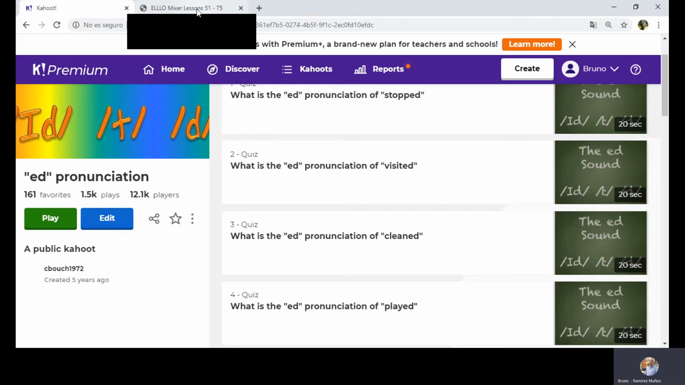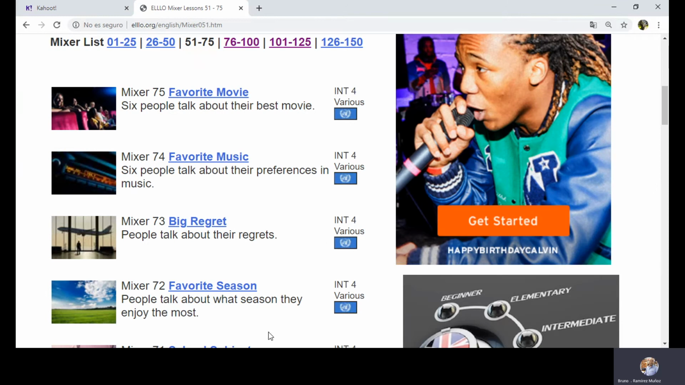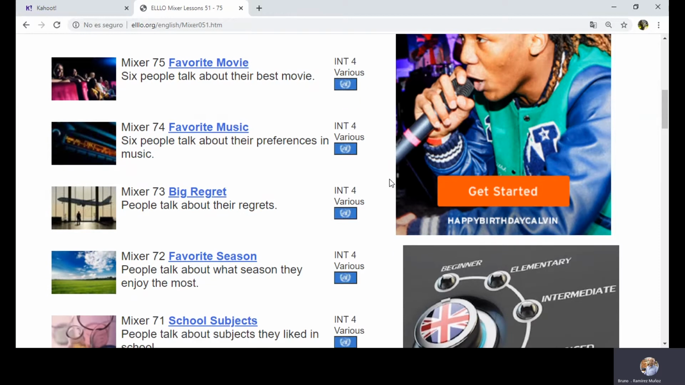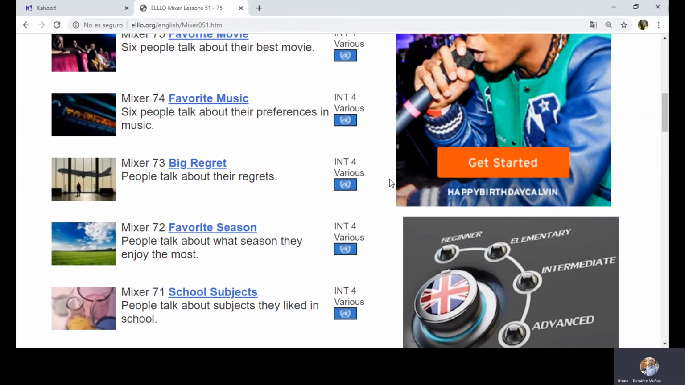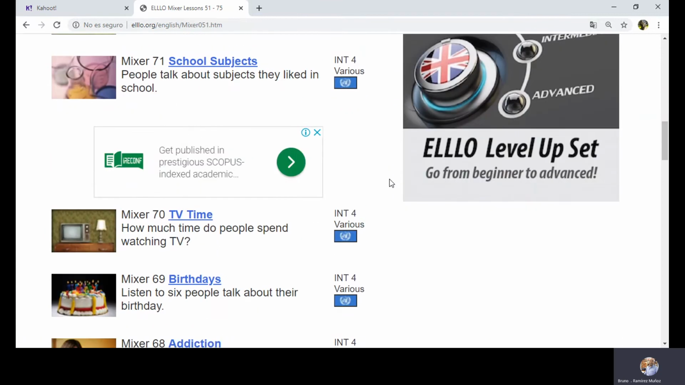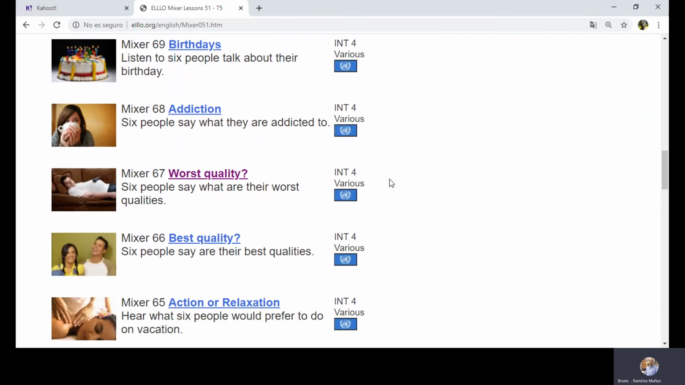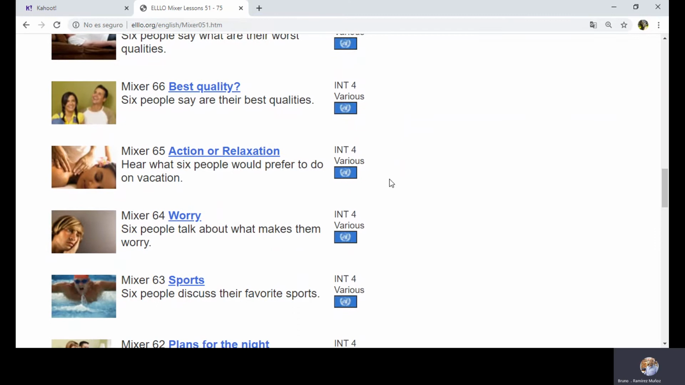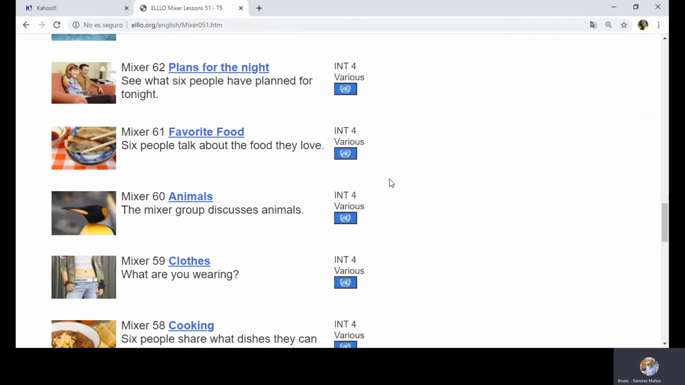Now, I think I'm showing you a website called elllo.org. We're going to work with this again. I just want to make sure that I'm sharing the sound. Therefore, I'm going to start sharing again, including the sound here. Now, we have several options. We have favorite movie, favorite music, big regret, favorite season, school subject, etc., etc. Best quality, action or relaxation, worry, sports, plans for the night, favorite food.